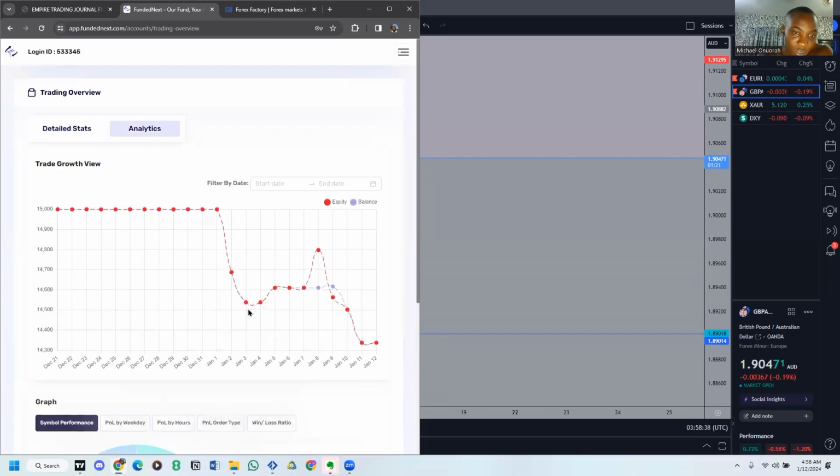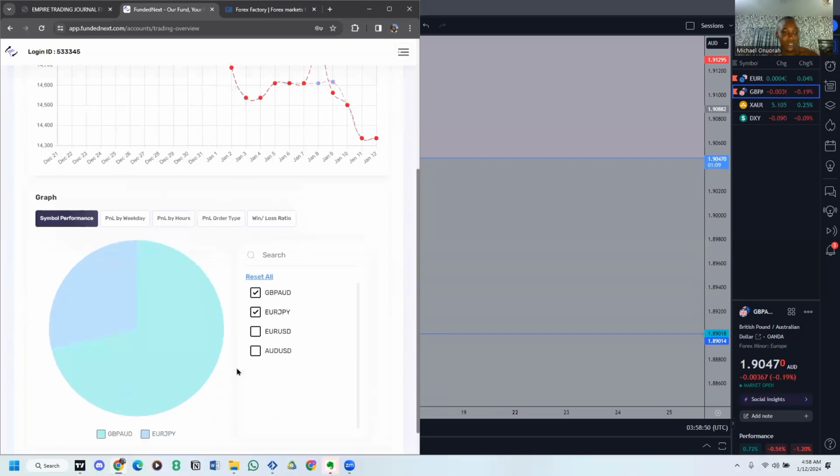So these are analytics. See, I've been in drawdown. I tried coming back up, sat down, created the lower low. So I've just created higher lows, higher highs, and lower lows and lower highs. So hopefully we're gonna bounce off.